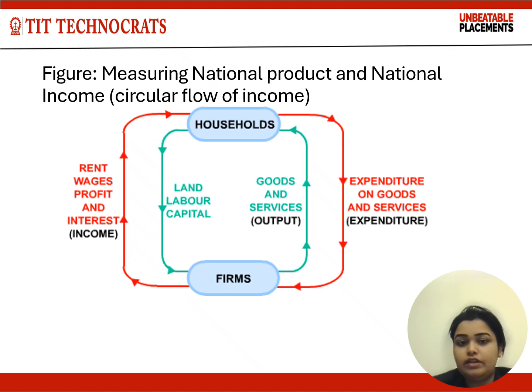Because of this flow, national income can be studied in three ways. The three approaches to national income, as per the circular flow, are the flow of goods and services, the flow of incomes, and the flow of expenditures. These three approaches give the same result but from different angles.